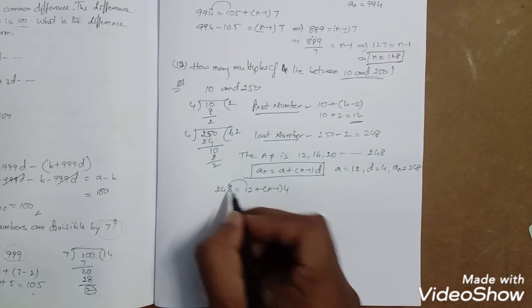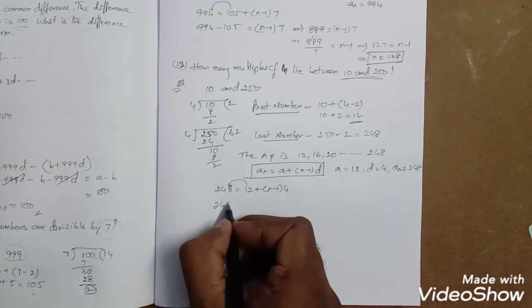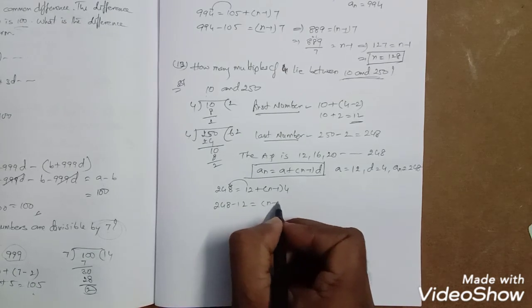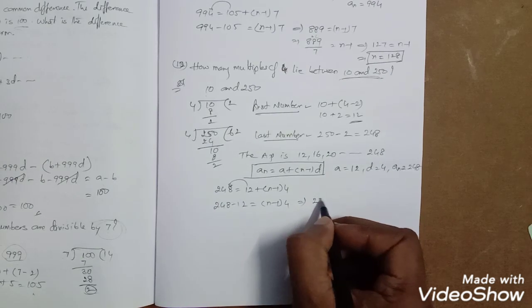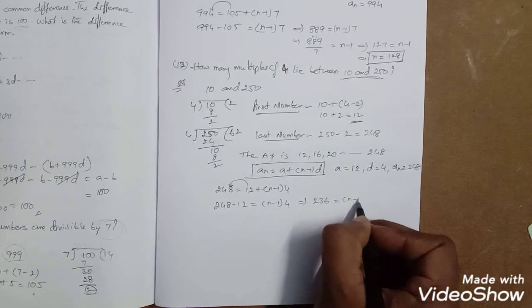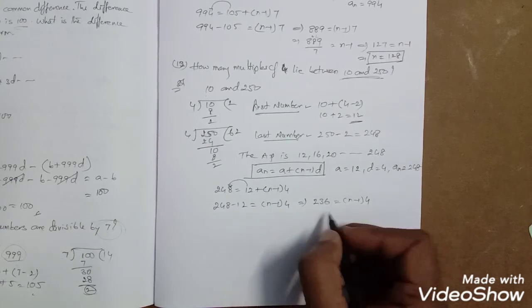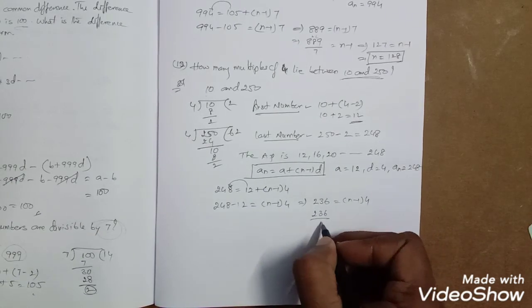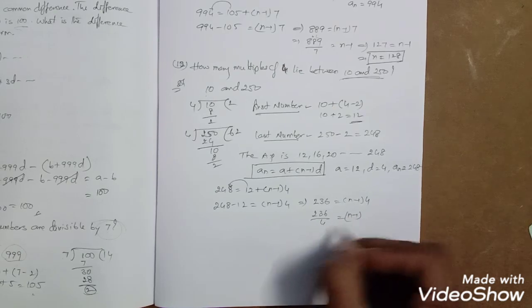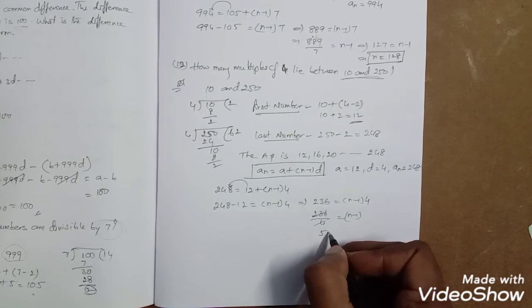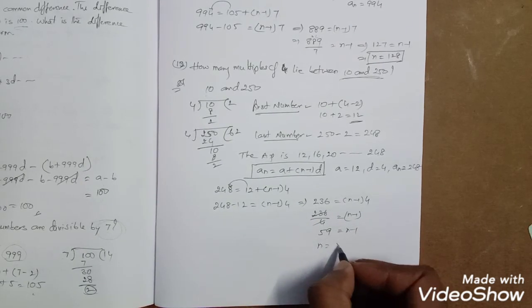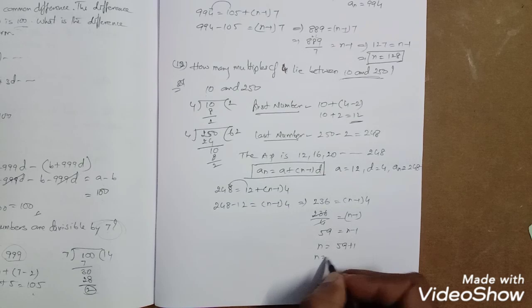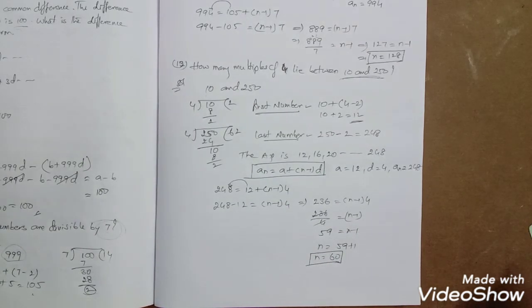Now send this 12 towards the left side. You'll get 248 minus 12 is equal to (n minus 1) into 4. Now if you subtract, you will get 236 is equal to (n minus 1) into 4. Now divide by 4. You will get 236 divided by 4 is equal to n minus 1. Here 4 5s are 20, 4 9s are 36, so n minus 1 is 59. Send this 1 across. So n is equal to 59 plus 1, that is n is equal to 60. So there are a total of 60 numbers which are divisible by 4.